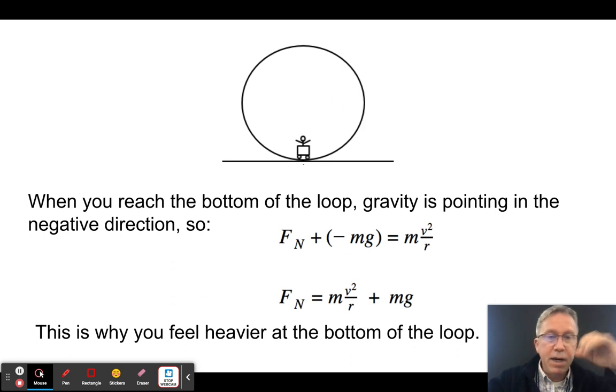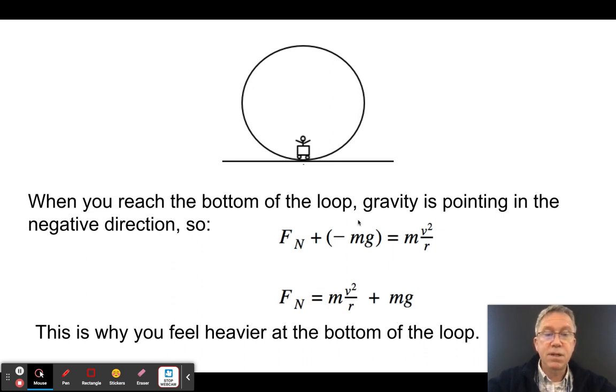Now, when you reach the bottom of it, what you're going to find is that the gravitational force vector is pointing in the negative direction with respect to the center of the circle. So what I'm going to get there is the normal force minus mg equals mv squared over r. When I solve that for the normal force, it's going to equal the centripetal force plus mg.